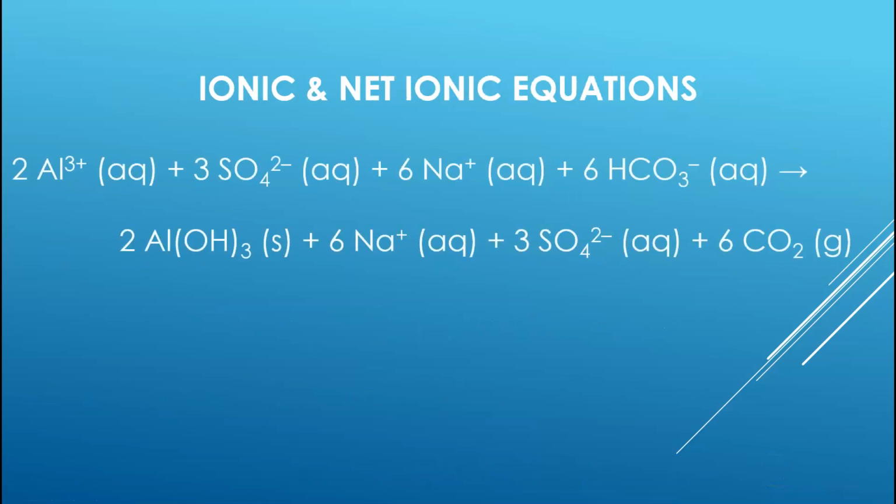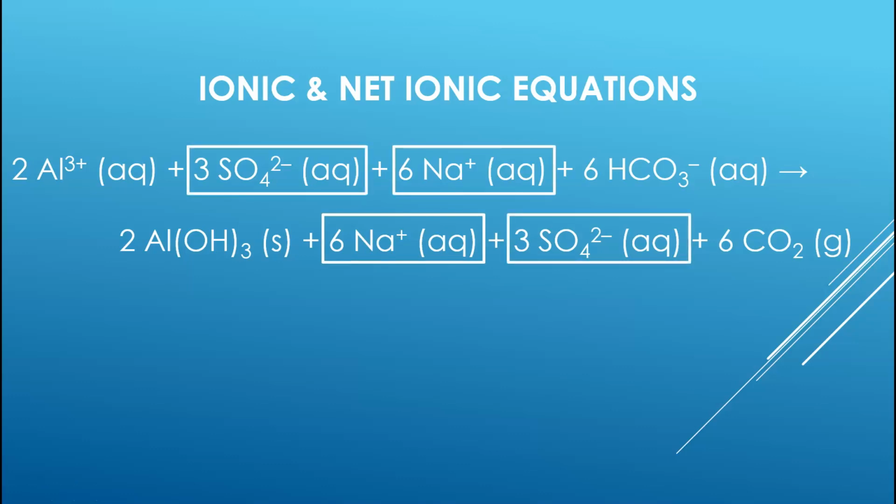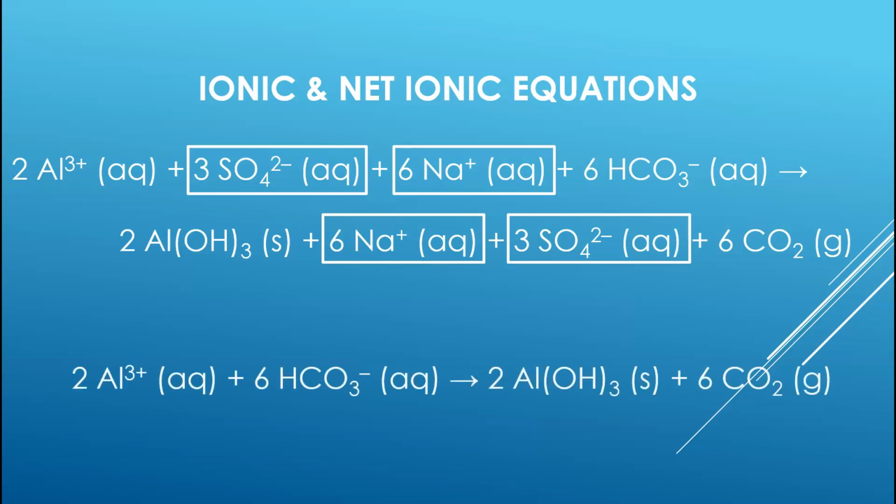Well, now I can write that as an ionic equation. Aluminum sulfate gives me 2 aluminums plus 3 sulfates. 6 sodium bicarbonates gives me 6 sodiums plus 6 bicarbonates. I get 2 aluminum hydroxides. 3 sodium sulfates give me 6 sodiums plus 3 sulfates. And I have my 6 carbon dioxides. I can identify sodium as a spectator ion. I can identify sulfate as a spectator ion. And I can write the net ionic equation, which is 2 aluminum ions plus 6 bicarbonate ions give me 2 aluminum hydroxides plus 6 CO2.